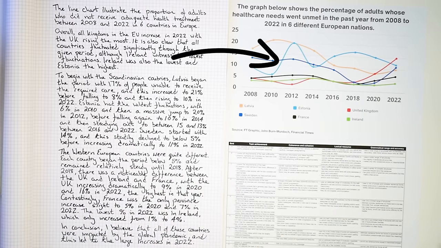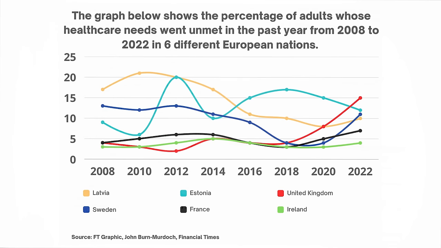Do they match? Does it mean the same thing? And then the UK rising the most. Well, it's unclear if that is actually true. The UK does rise the most between 2018 and 2022, but this person is talking about the biggest increase in 2022. Sweden has a very similar, if not exactly the same, percentage increase in 2022. So again, you're mentioning key features, but they're not accurate.